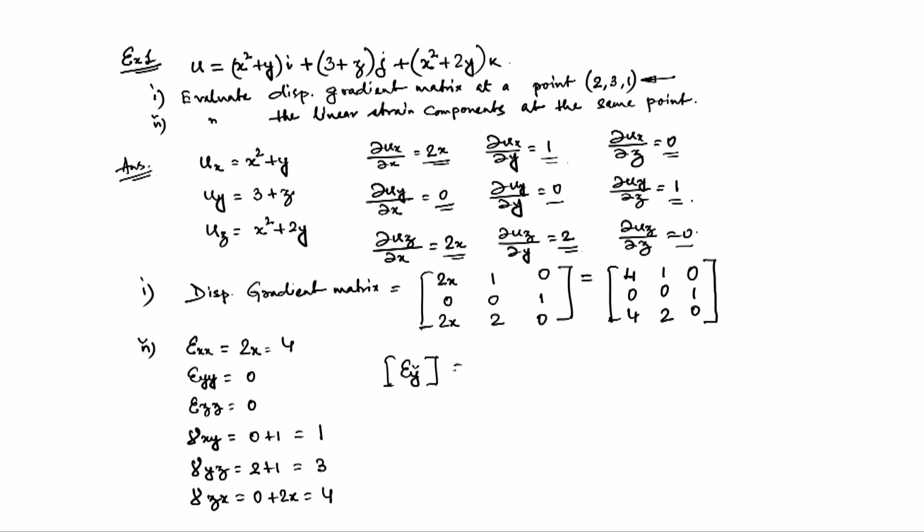So, now we have all the components of strain. We have 4, 0, 0, and then we have gamma yz is 3, and then xz or zx is 4. So, that solves the problem, right. Remember, we have linear variation of strains here. We have axial strain and shear strain, right, and that we evaluate at the point 2, 3, 1. So, that is the first problem.